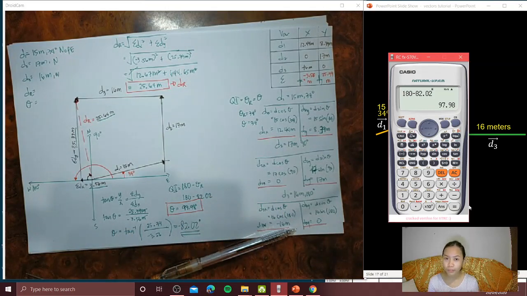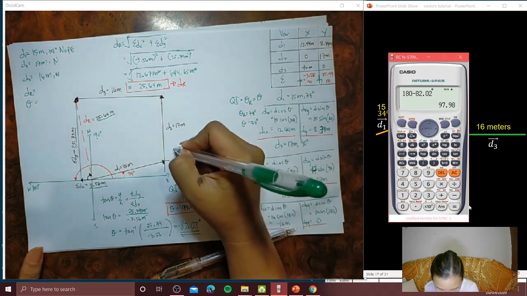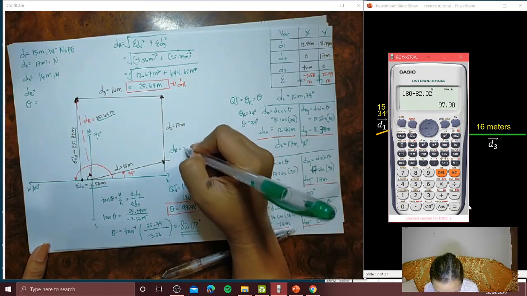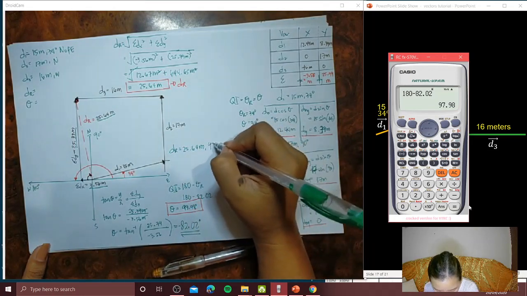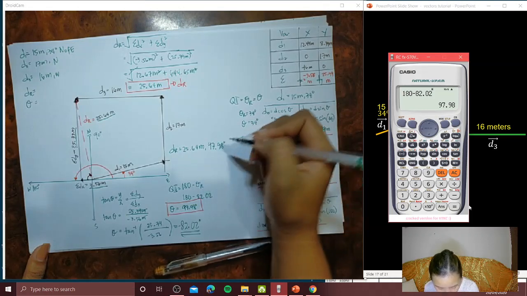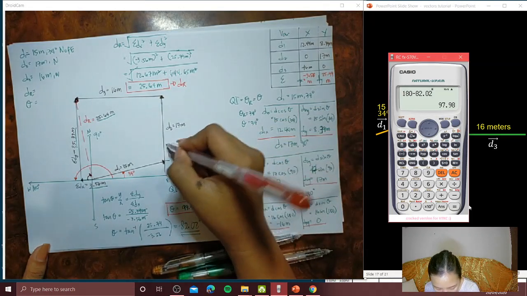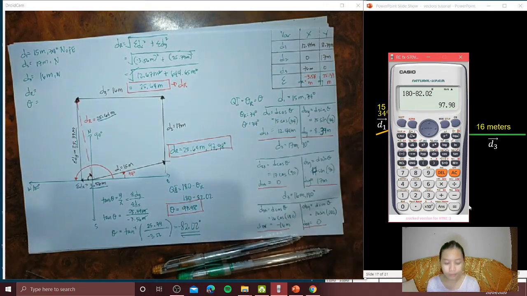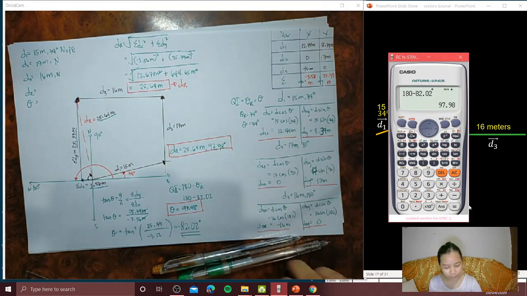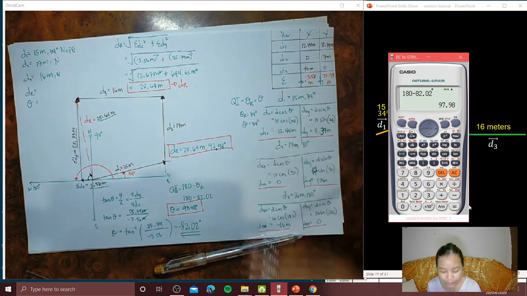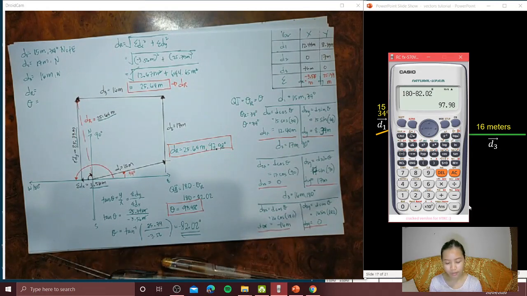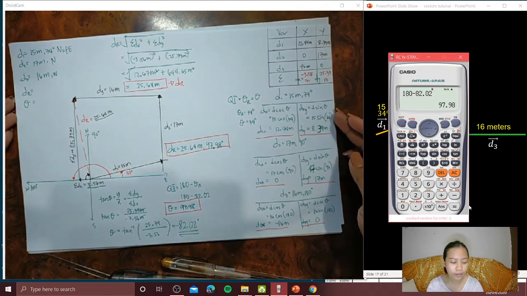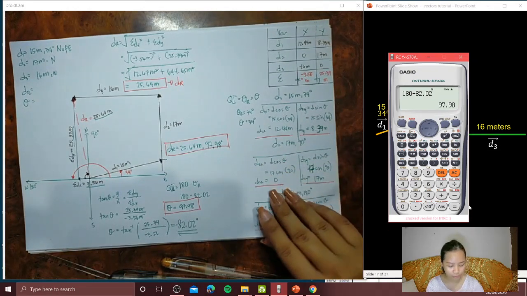Now, how do we write our final answer? D sub r is 25.64 meters. What's the angle? This is 97.98 degrees. And there we have it. This is now our resultant vector. I hope you got how to solve for the resultant vector. Okay. Now, let us have our second example.